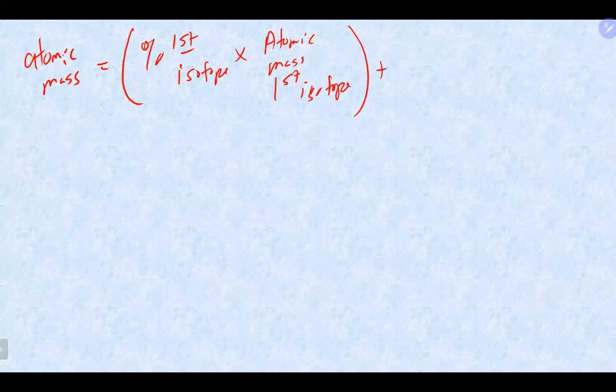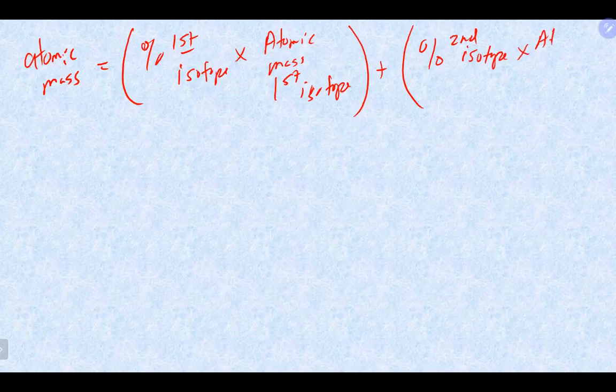Sometimes people want to always multiply this part, but you're actually going to add it to the percentage of the second isotope times the atomic mass of the second isotope. Then you would add it and continue that pattern. So if there's a third isotope or a fourth isotope, you basically just continue that pattern of percentage times the atomic mass of each isotope.